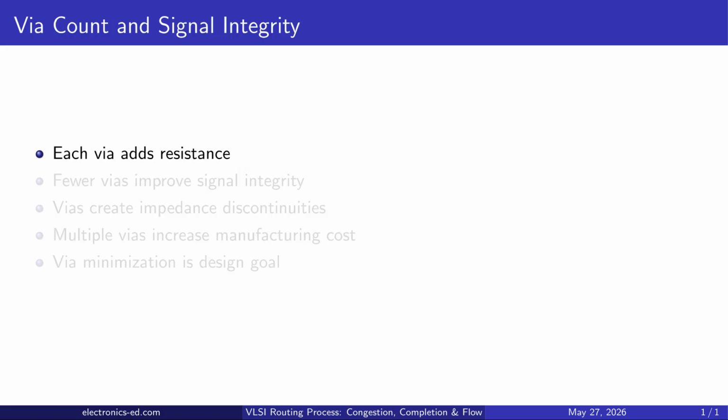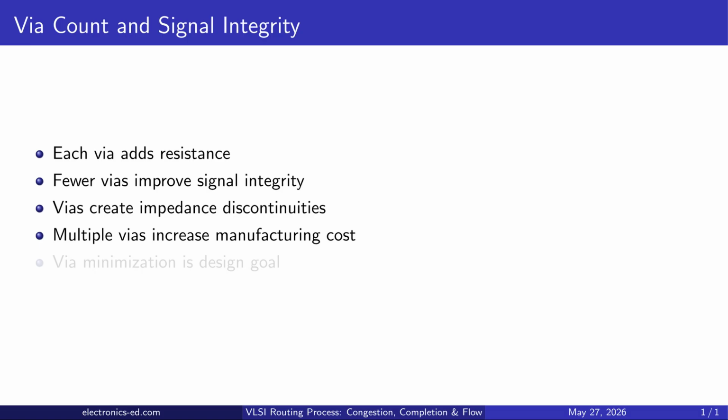Each via adds resistance to the signal path. Fewer vias improve signal integrity. Vias create impedance discontinuities that can reflect signals. Multiple vias also increase manufacturing cost. So via minimization is an important design goal.